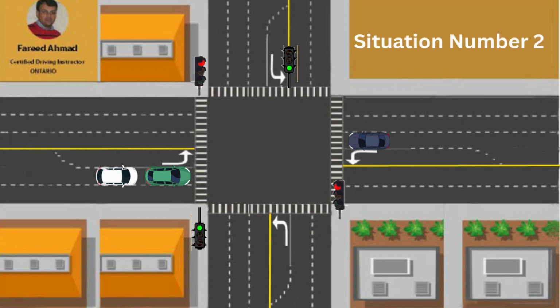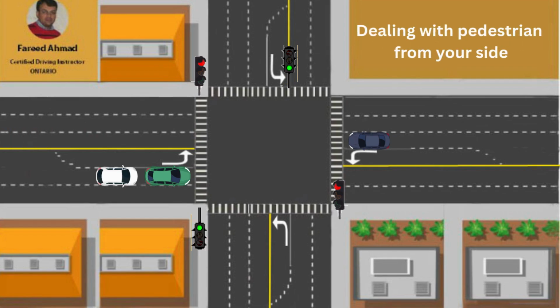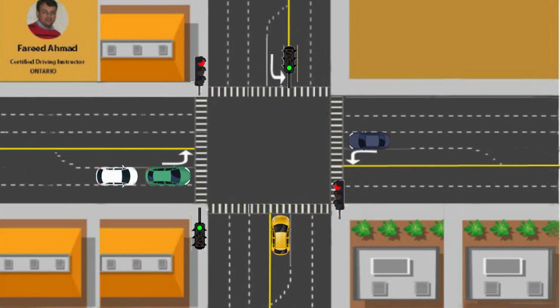Situation number two, dealing with a pedestrian from your side. You approach in the middle of the intersection on a green signal. You look, there is no oncoming traffic in all three lanes. However, this time a pedestrian starts walking on the left crosswalk from bottom to top.